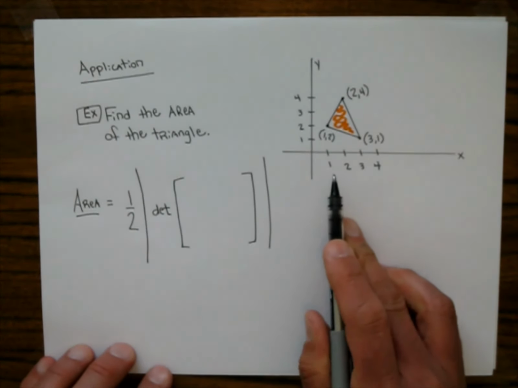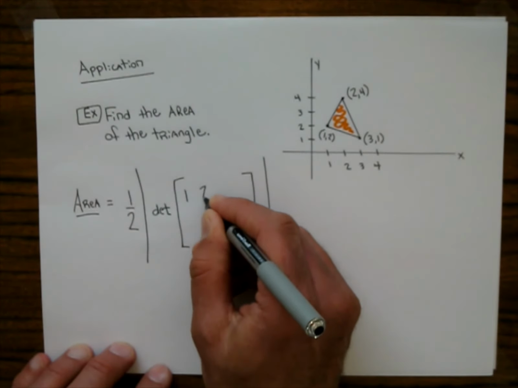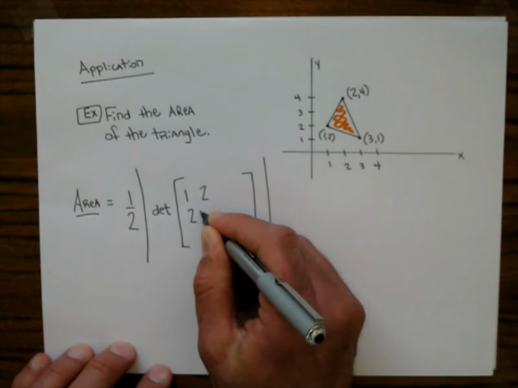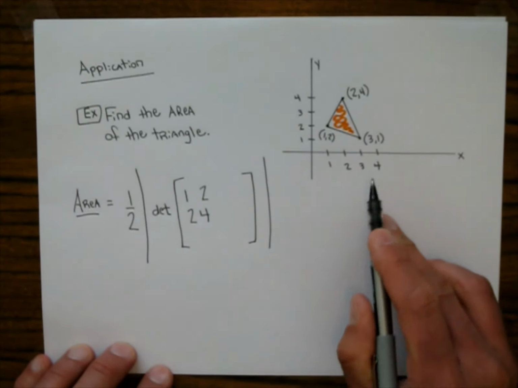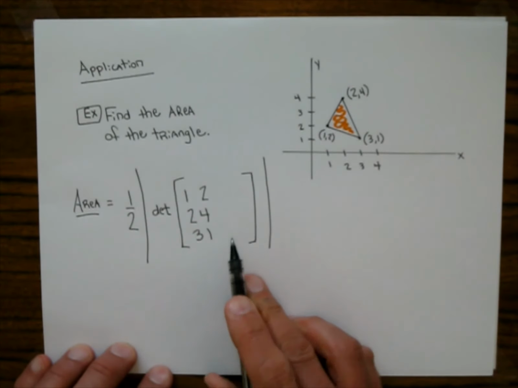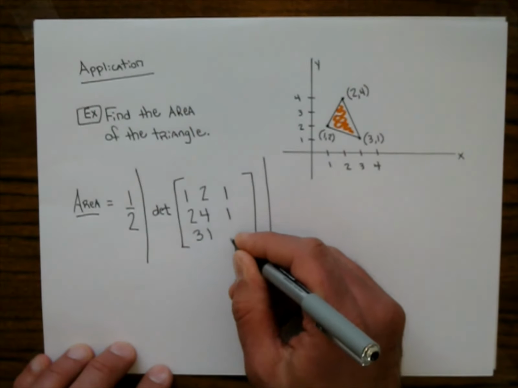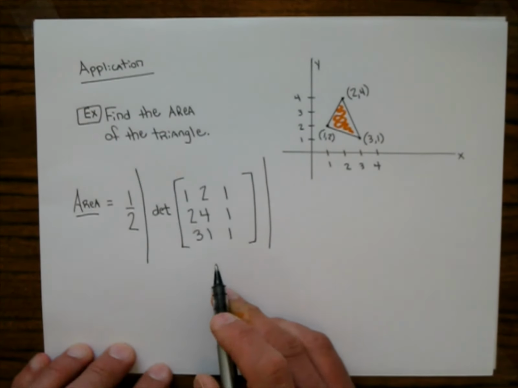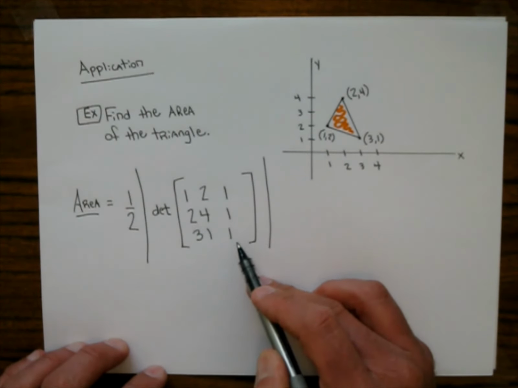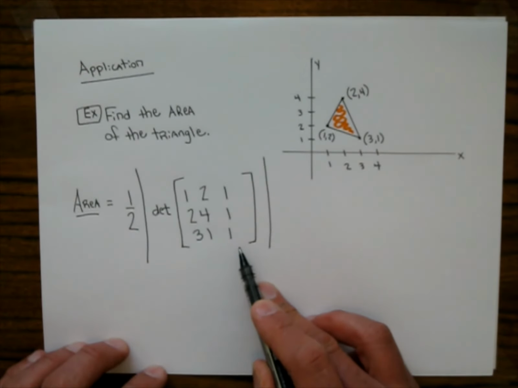So what we're going to do is put these points. We're going to put the point 1, 2, because there it is, and then 2, 4 right there, and then 3, 1 right there. And what we're going to do for the last column, and this is what you'll always do, but if you're interested, you would have to go find a proof of this, you put the 1s. So if these were 3 different points, you would put the 3 different points there, and you'd put 1s there.